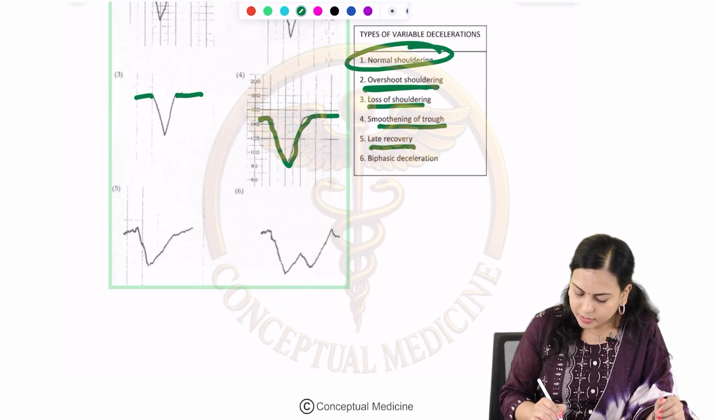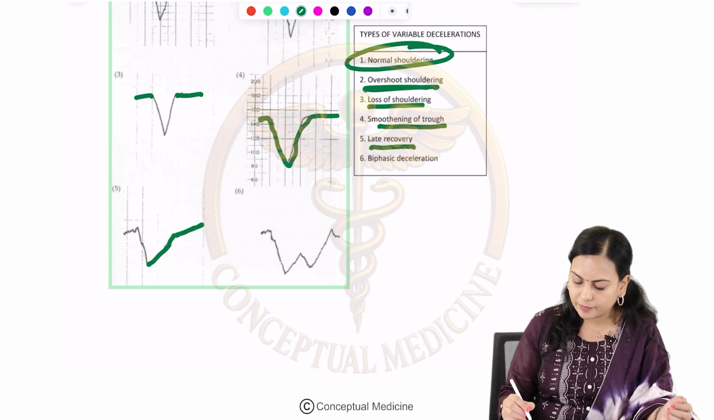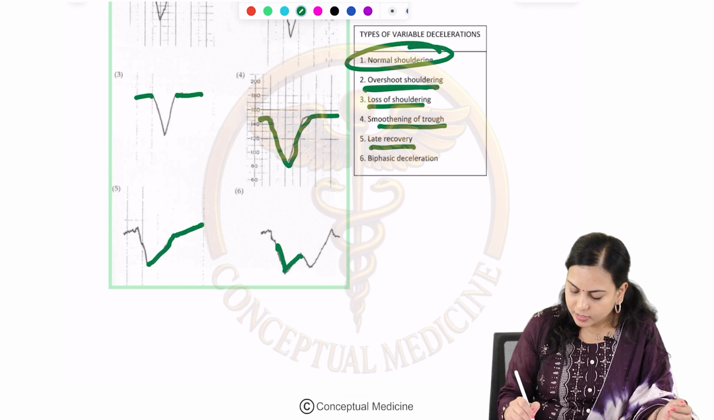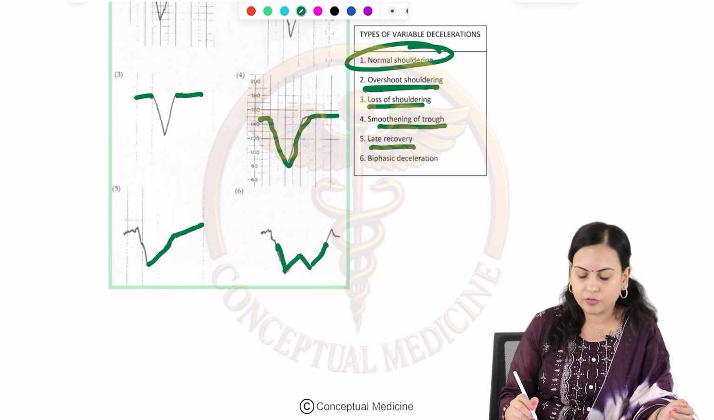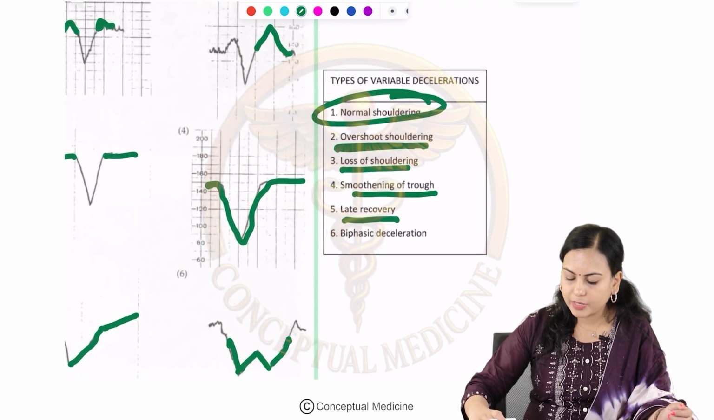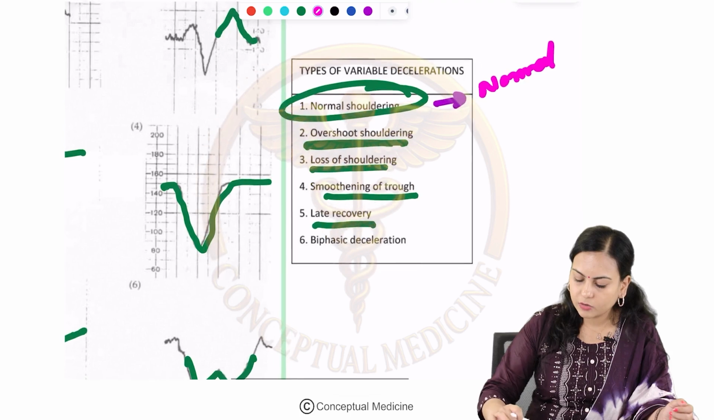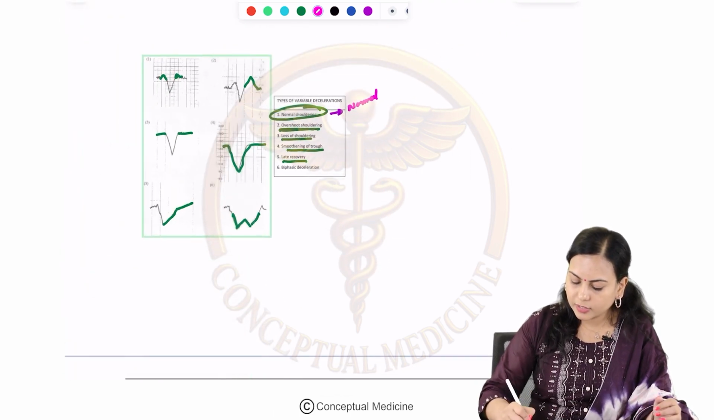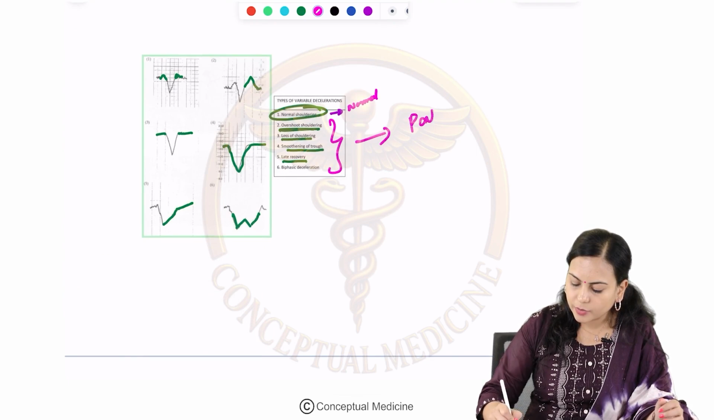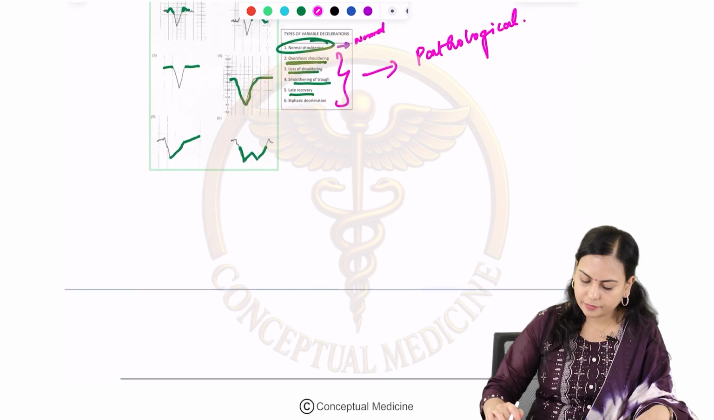And here, what is happening is, the thing is recovering. Okay. But the shouldering is trying to recover, but it is a late recovery. And if you see, in this one, there is a biphasic deceleration. Okay, two phases of deceleration are seen. The importance of this pictorial representation is that you have to remember that only the normal shouldering is a normal finding. Okay, whereas the rest of the things are considered to be pathological. Clear? Okay.